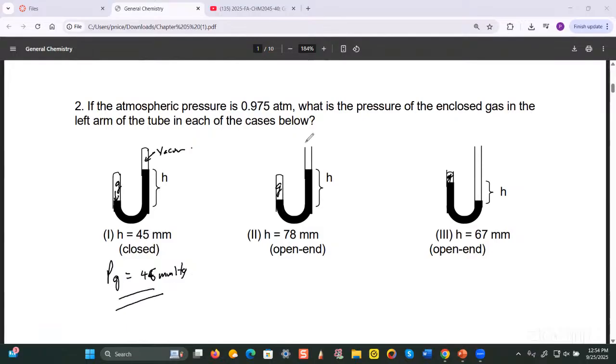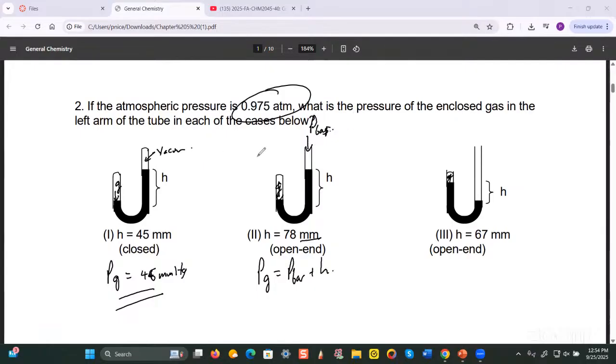Now, in the case of this one, this end is open, so we have the barometric pressure acting here. If you remember the example that we looked at in the PowerPoint, all you have to do is look at the pressure of the gas in relation to the height difference and the pressure of the atmosphere, the barometric pressure. In this particular case, the pressure of the gas would be equal to the barometric pressure plus the height difference. Now they gave you the barometric pressure, which is atmospheric pressure, as 0.975 atmospheres. So what we have to do first is convert that to millimeters mercury, because if you're adding these values, they all have to have the same unit.